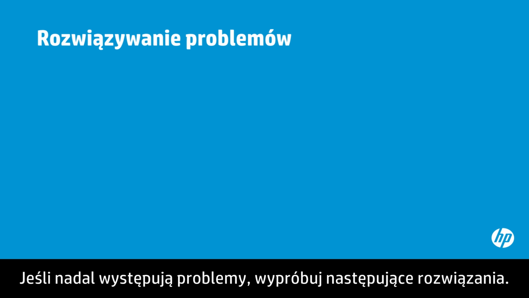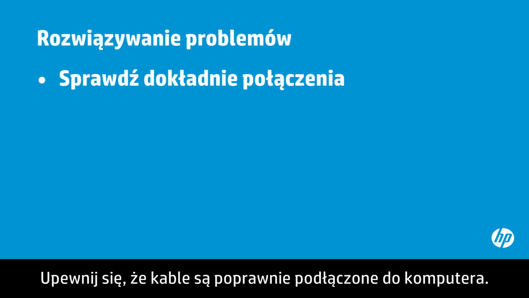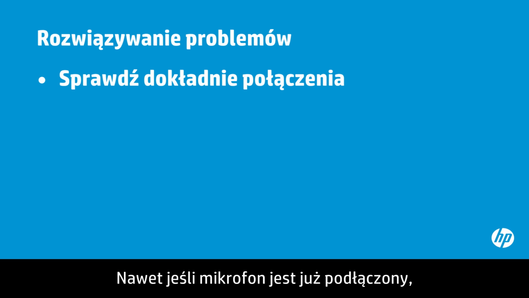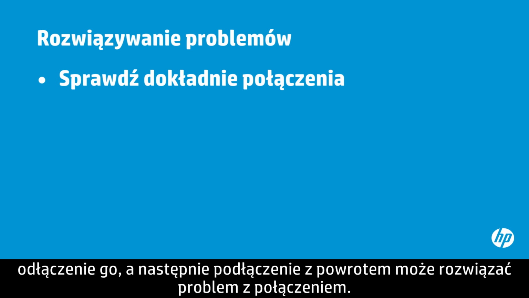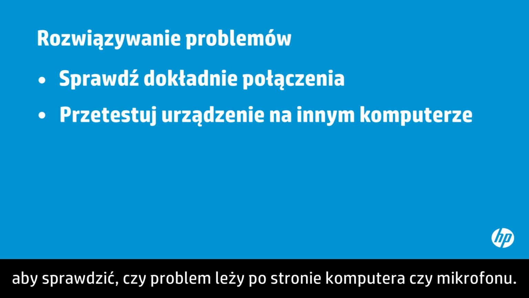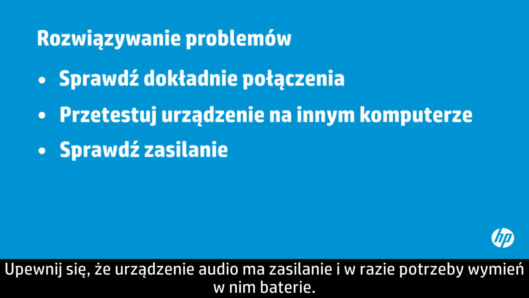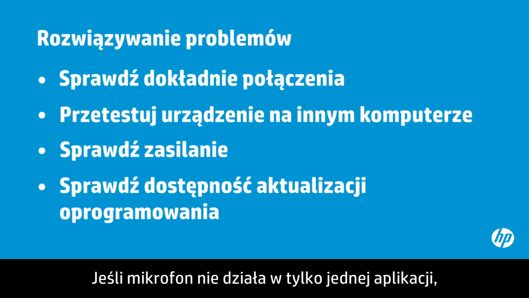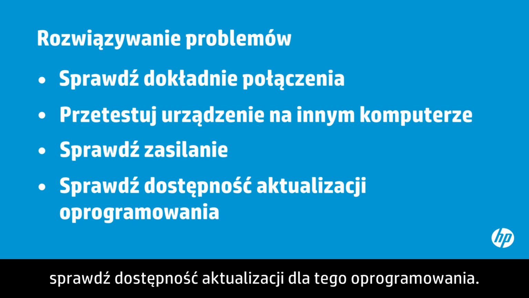If you are still experiencing problems, try some of the following troubleshooting steps. Make sure cables are properly connected to your computer. Even if the microphone is already connected, removing and then reconnecting it might solve a connection problem. Try connecting the microphone to another computer to see if it is your computer or the microphone that is not working. Make sure your audio device has power and replace the batteries if necessary. If your microphone is not working in only one application, see if there are updates for that software program.